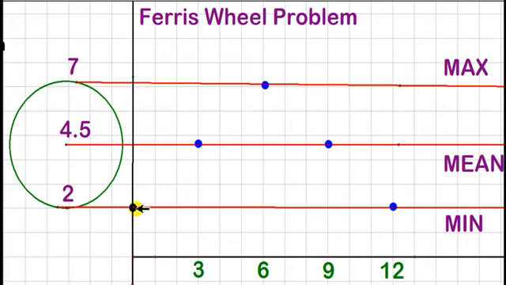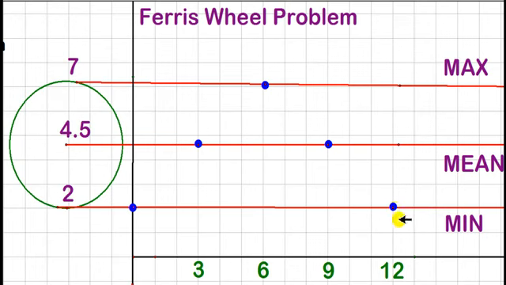At time 0, you're 2 meters above the ground. A quarter turn later, or 3 seconds later, you're at the mean, 4.5. A half turn later, or 6 seconds, you're at the maximum. 3/4 of a turn later, or 9 seconds later, you're at 4.5. And then at the full complete cycle, or 12 seconds later, you're back at 2.